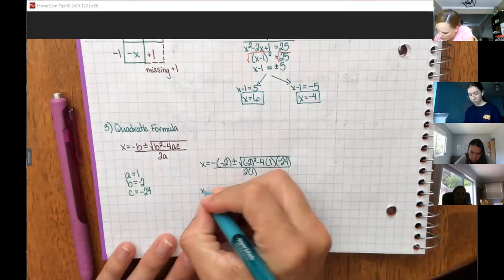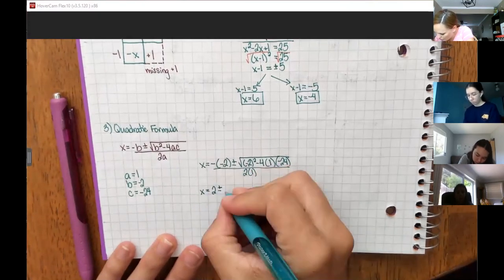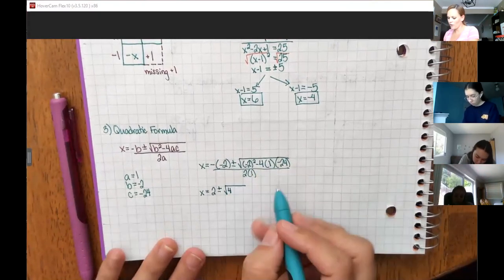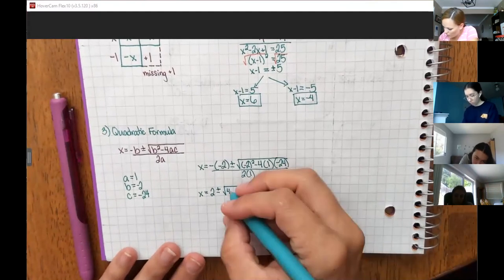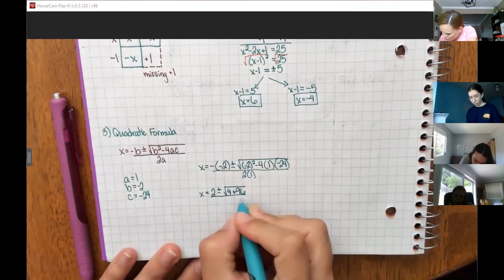So this becomes the opposite of -2, which is just 2, plus or minus the square root. -2 squared is 4. Here we have -4 times 1, so just -4 times -24, we get plus 96, all divided by 2.